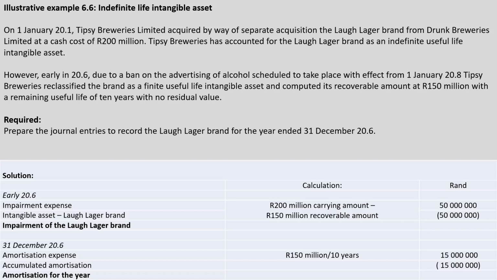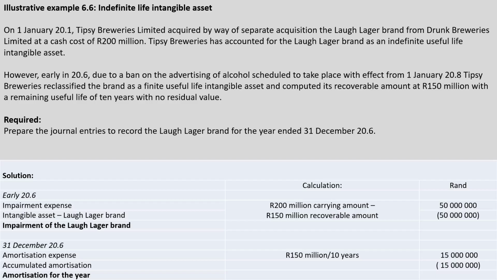What is our expense in this case? It's an impairment because we are impairing the carrying value. So debit our statement of profit or loss with 50 million. Now, because we have put a lifespan onto this asset, we also need to then account for amortization.